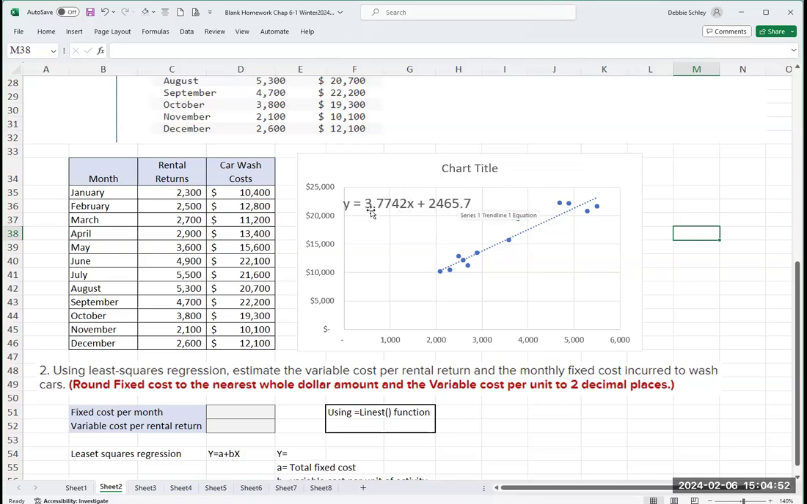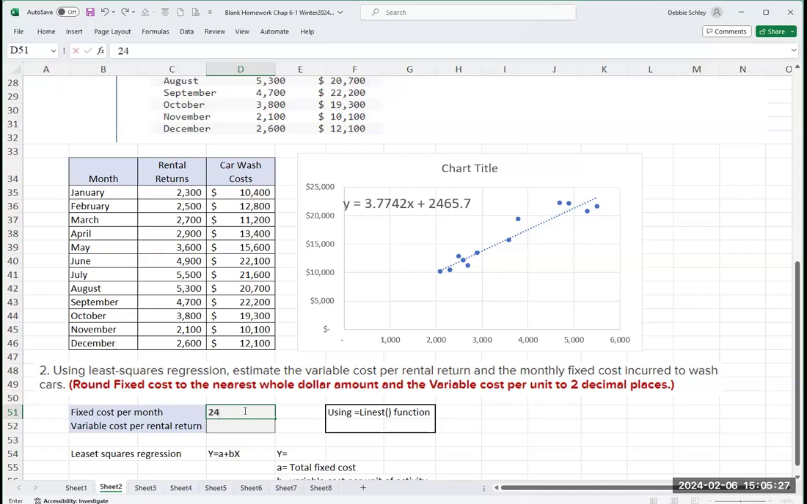So now in this, it says y equals 3.7742x plus 2465.7. So previously, every time we see this formula, the fixed portion is first and the variable portion is second. So as you're inputting information, the one without the x, that's your fixed cost per month. And my red lettering says round fixed cost to the nearest whole dollar amount and variable cost per unit to 2 decimal places. So again, be careful how you are inputting this.